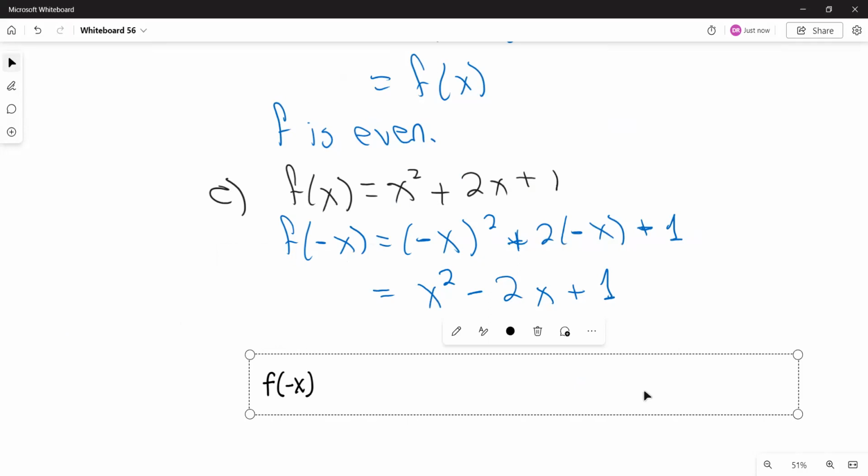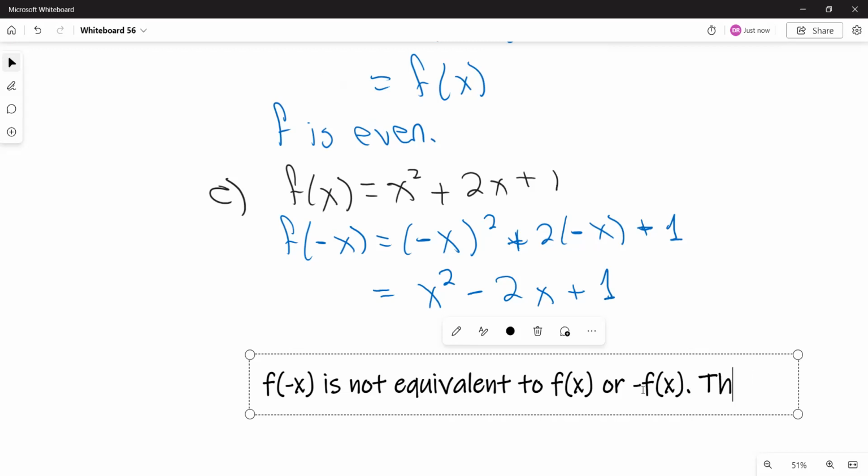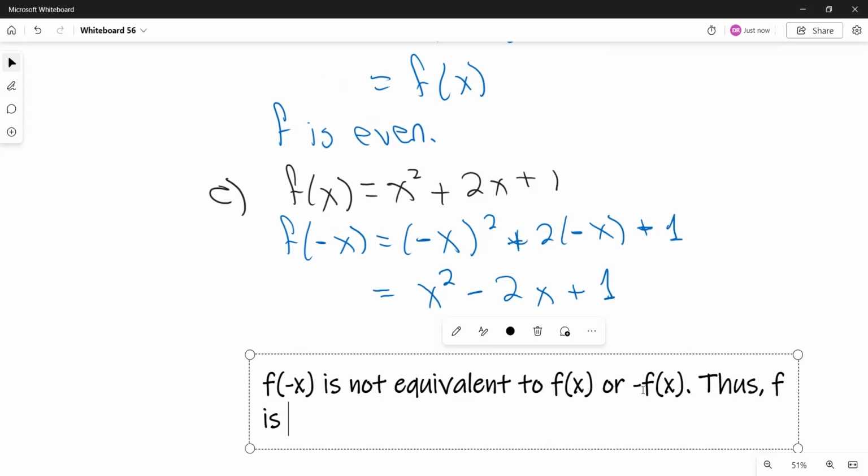So f of the opposite of x is not equivalent to f of x or the opposite of f of x. So the function is neither even nor odd. Thus, f is neither even nor odd.